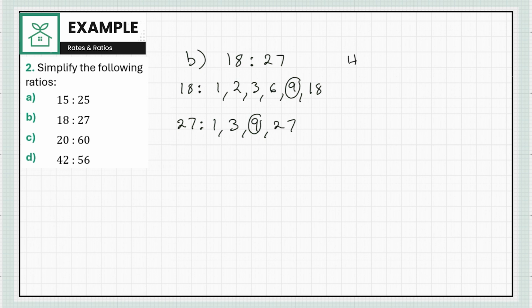So the HCF is equal to 9. And that just means that when we simplify, we're going to divide both sides by 9. 18 divided by 9 is 2, and 27 divided by 9 is 3. And this is our simplified ratio.